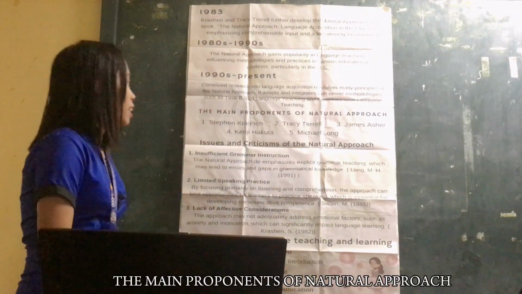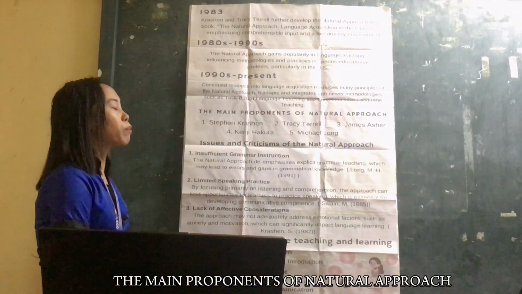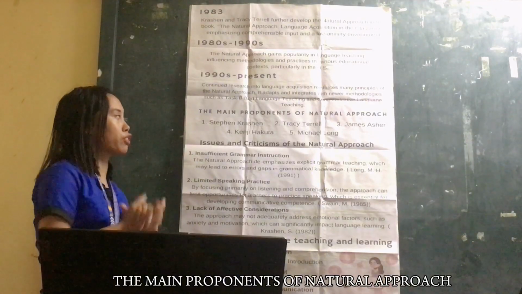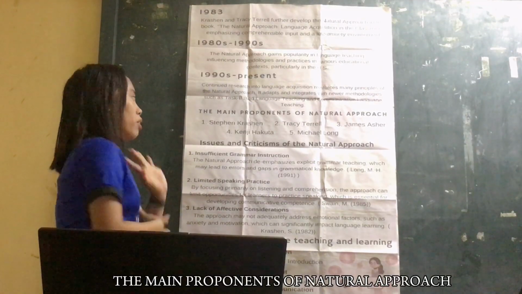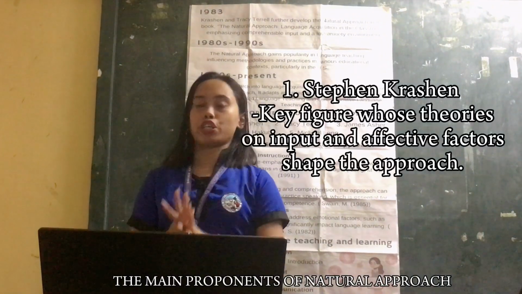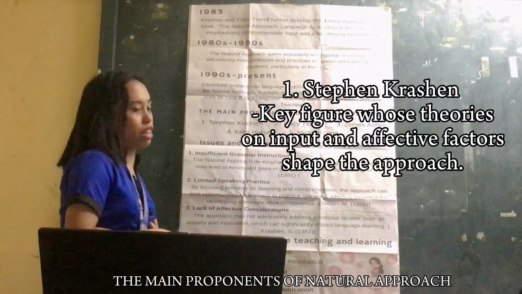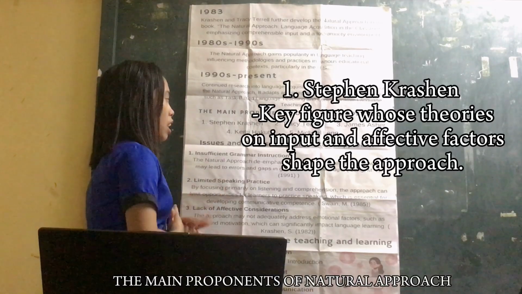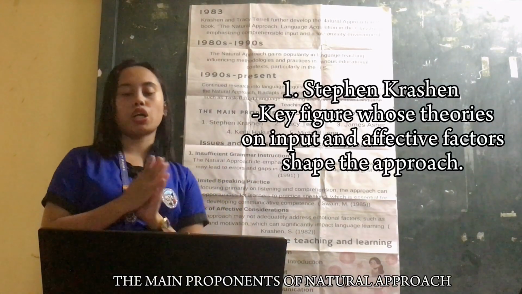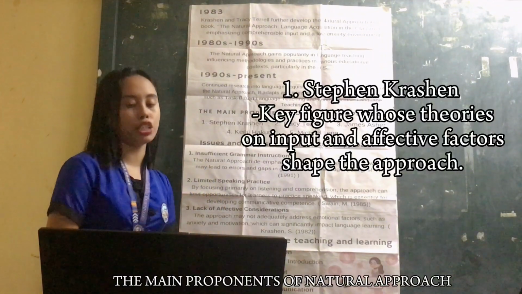Next, let's move on to the main components of the natural approach. We have five main components. First, we will talk about Krashen. Krashen's key feature is input, and his theory shapes the natural approach. His theories can be applied to various learning contexts.